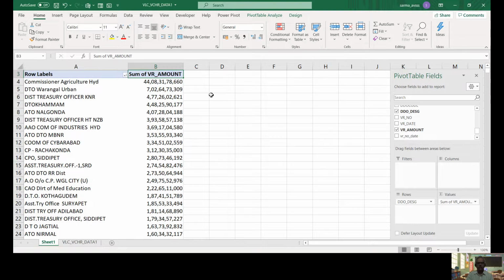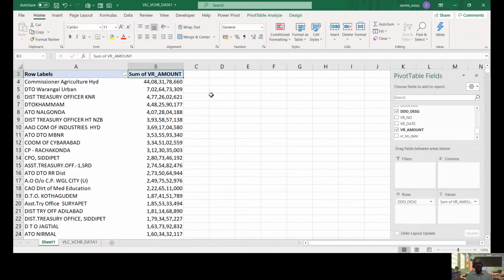Of course, the treasury officers will book the pensions. So if the number of pensioners is more in the DTO Warangal, then obviously the expenditure also will be more. The person who is auditing or inspecting the treasuries knows the number of pensioners and the total expenditure. Based on that, we can do some analysis. Okay, this is only a basic part, right?